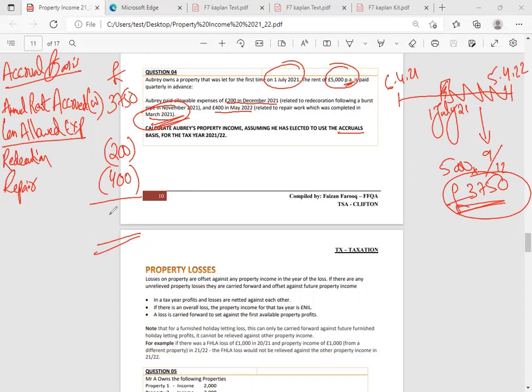The same question we did while we were doing the cash basis, and I told you today, please revise the property income. Hopefully you did it. Same question, Aubrey, we did earlier. It was question number 1, I guess, in this handout. Cash basis we did, and the answer is totally different. So you must remember the differences if a different basis is being used during the exam.